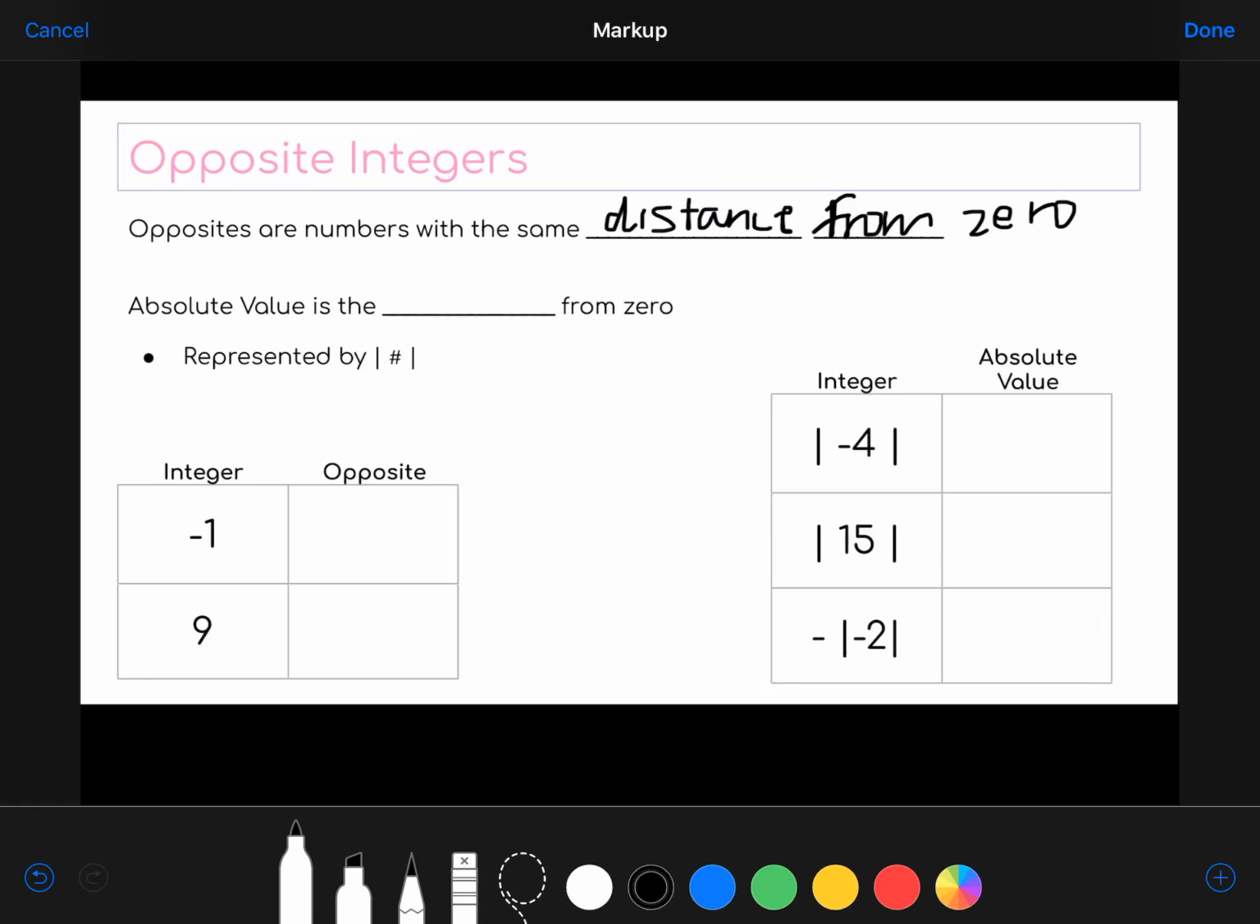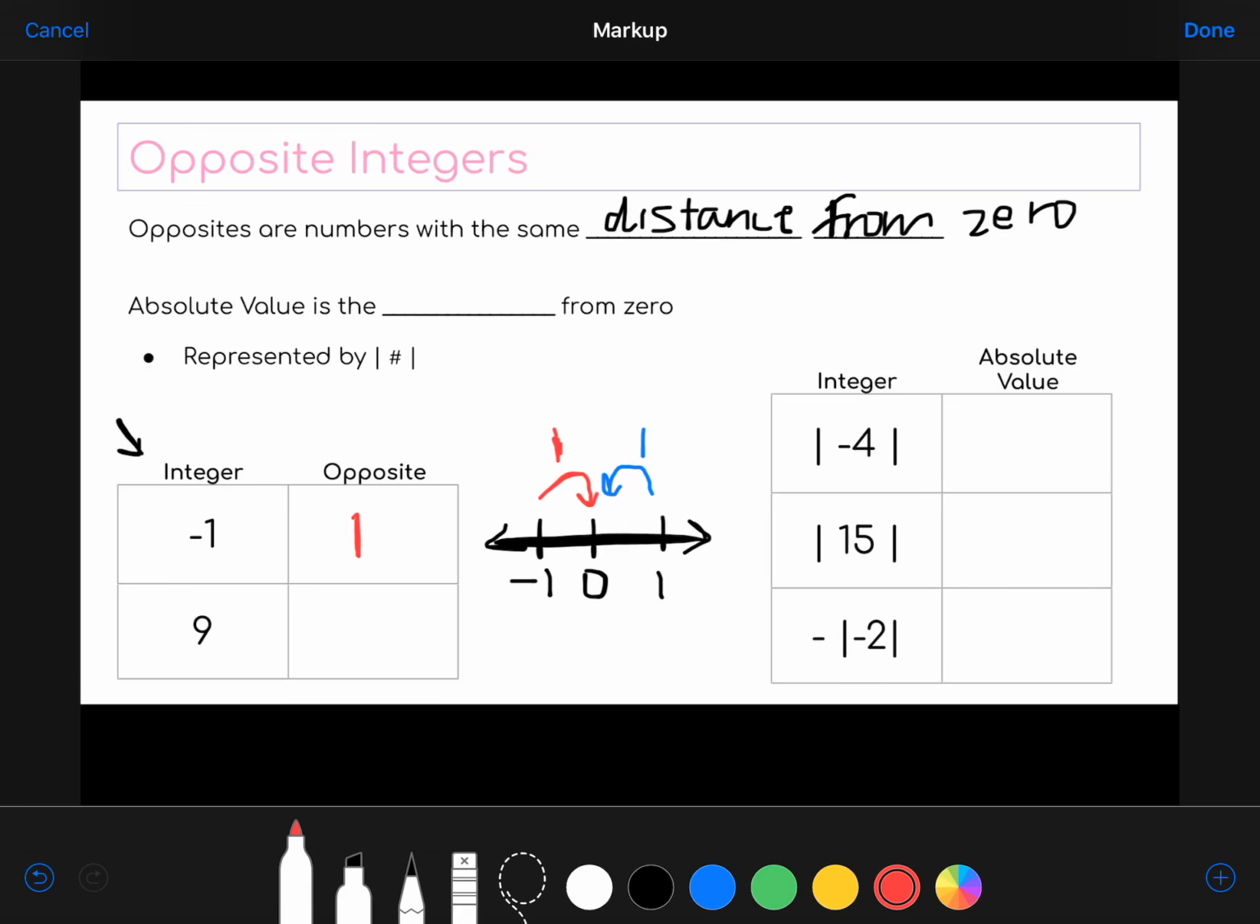So for example, if we're looking here at these integers, the first one is -1. The opposite of that would be 1. And if you were to check using a number line, here's 0, here's -1, here's 1. The distance from -1 to 0 is 1 space. The distance from 1 to 0 is 1 space. So they both have a distance of 1 from 0, so they are opposites.